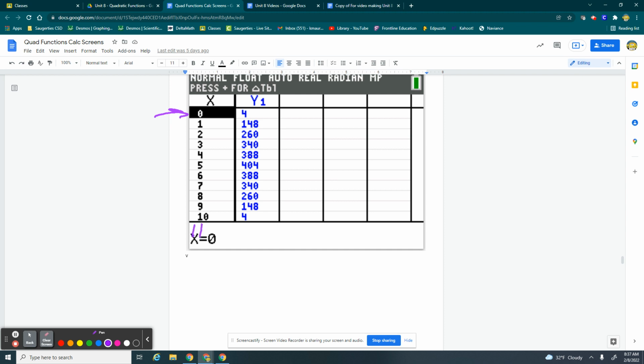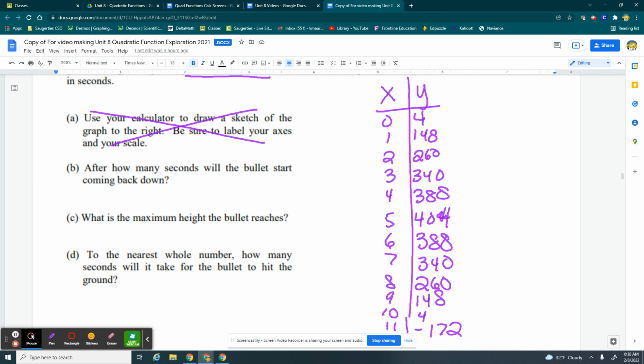Actually, I have it on another screenshot, but I couldn't quite get it all in one screen. So in this case, the Y is never 0 on our table, but at 11 seconds, it says negative 172. So we know nothing's going to go 172 feet in the ground. So this is the table that I'm using. This is the table that I'm going to copy onto my paper. You do the same thing. I'm going to pause my video and copy this. Okay, well, that was slightly painful, but I got my table copied.